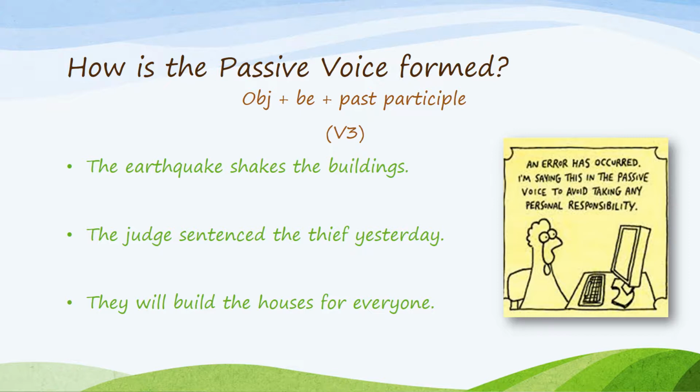Look at the first one. The earthquake shakes the buildings. So be careful with the object of the sentence. The buildings is the object of the sentence. So we take the buildings at the very beginning and then we're putting the be form and verb 3. The buildings are shaken by the earthquake.